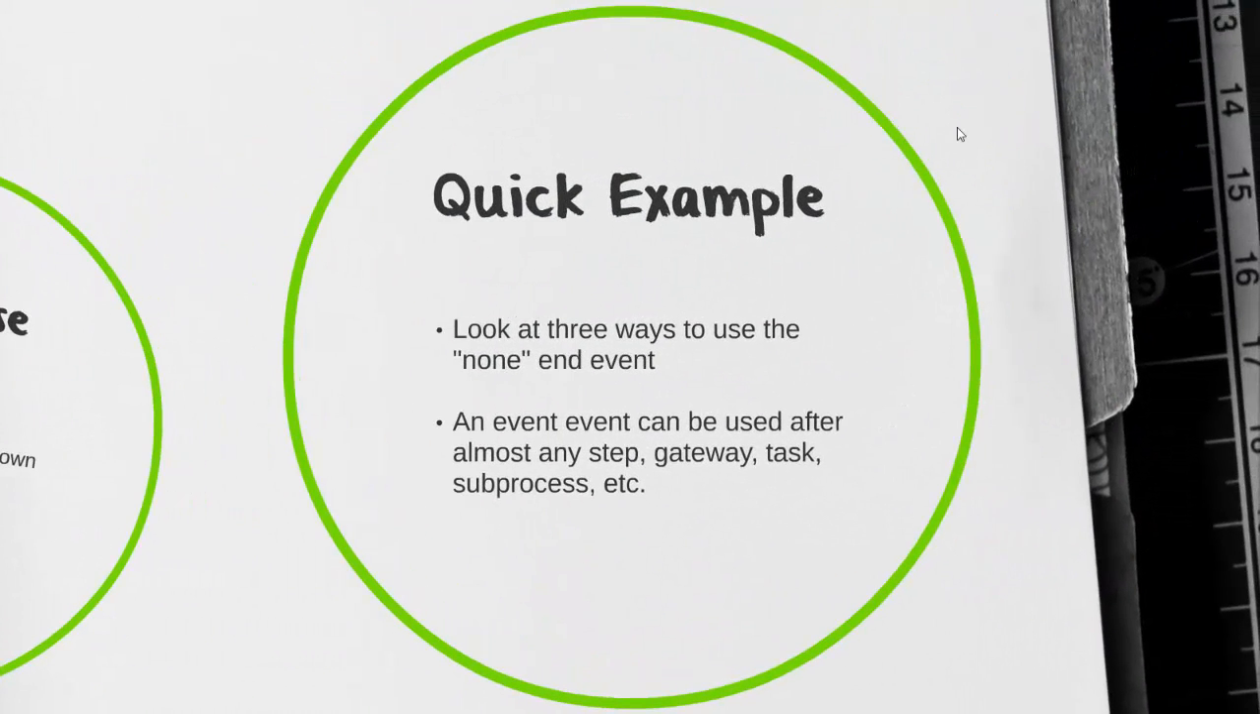We're going to be looking at three examples of where we can use the end event. The end event can be used after almost any step in your process map. It could be a gateway, a task, a sub-process. While the end event can appear after almost any shape, as mentioned earlier, it will indicate the end of either your sub-process or process. Let's take a look at our example.